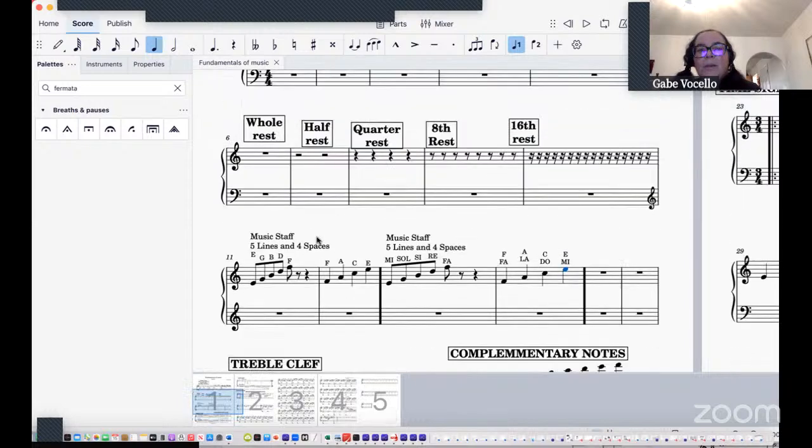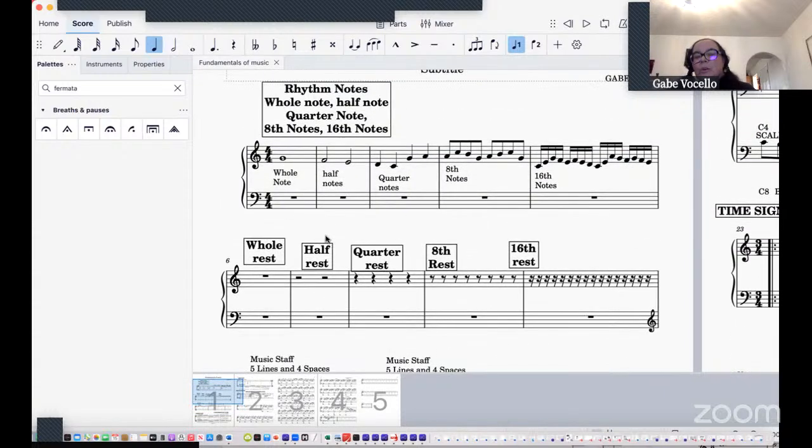Now going back, let's come to the rhythm notes. I'm going to do it until the 16th notes, okay? So a whole note is a circle. A half note is a circle with a stem. A quarter note is a closed circle with a stem. An eighth note has a closed circle with a stem and a flag. Let me just put one here so you can see.